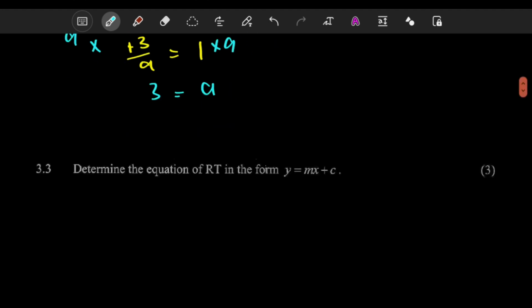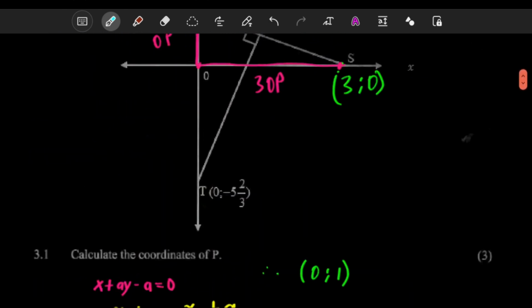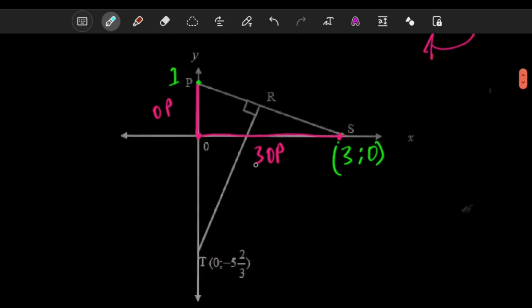It's also out of 3. They said here we should determine the equation of RT in the form y is equal to mx plus c. So we're purely getting the equation of a straight line here, of which, if you have come this far in mathematics and school, then you know that anytime you need to get the equation of a straight line, it's like a party. So let's get RT here quickly. Getting RT, it looks like it's going to be quite simple because we have the gradient of PS already.